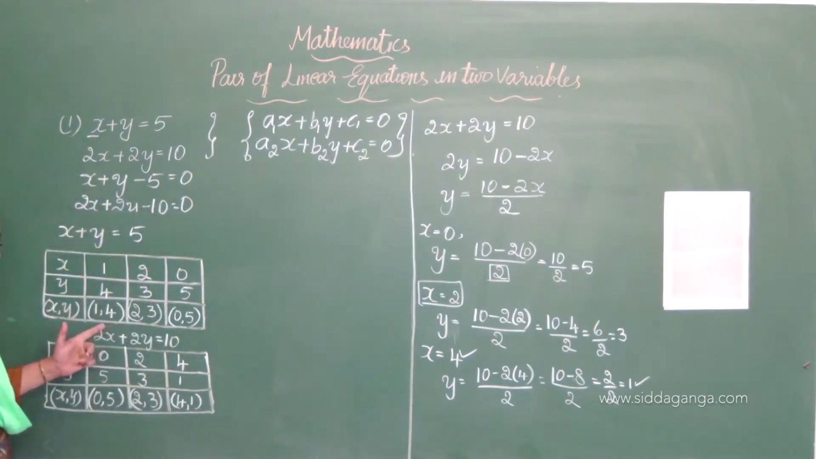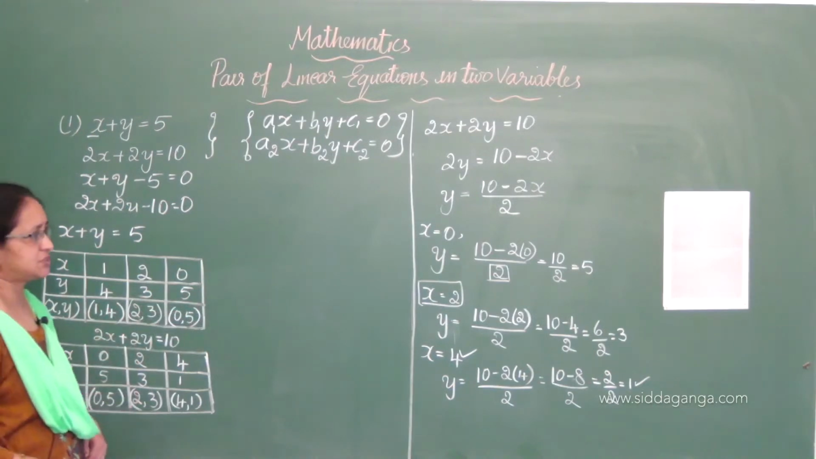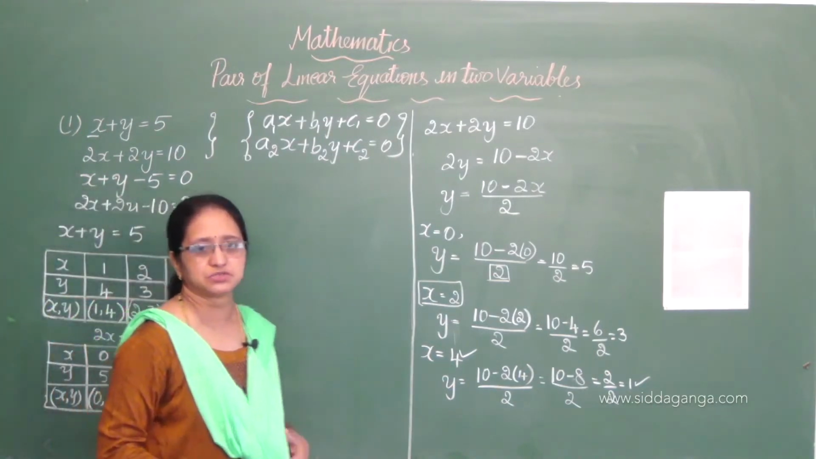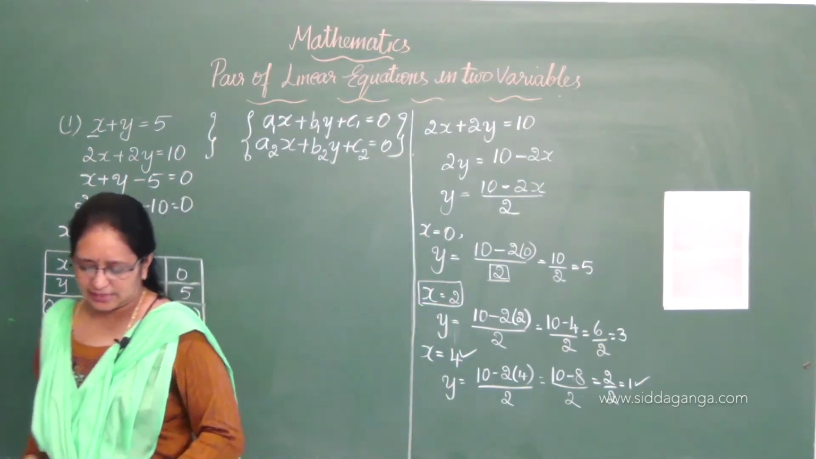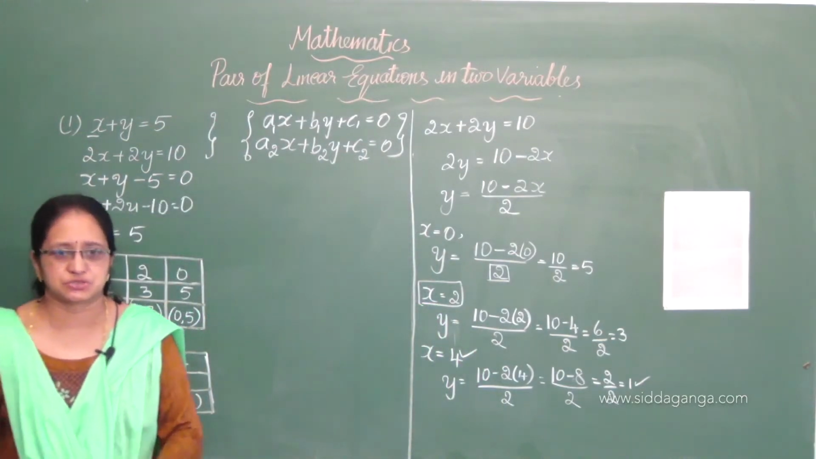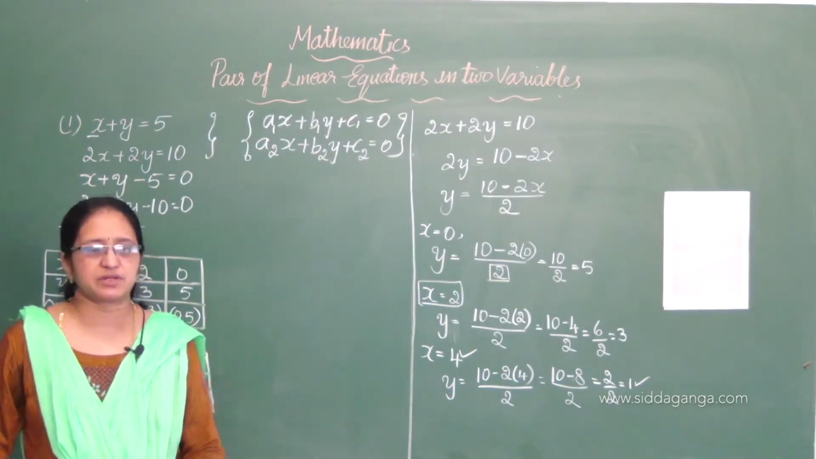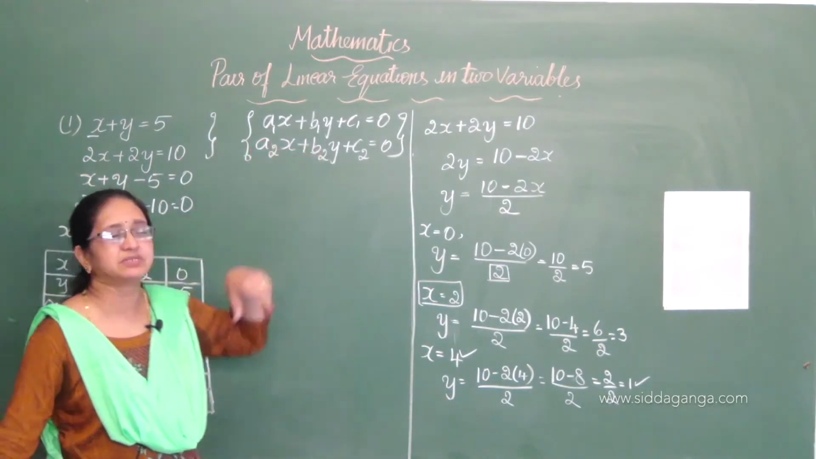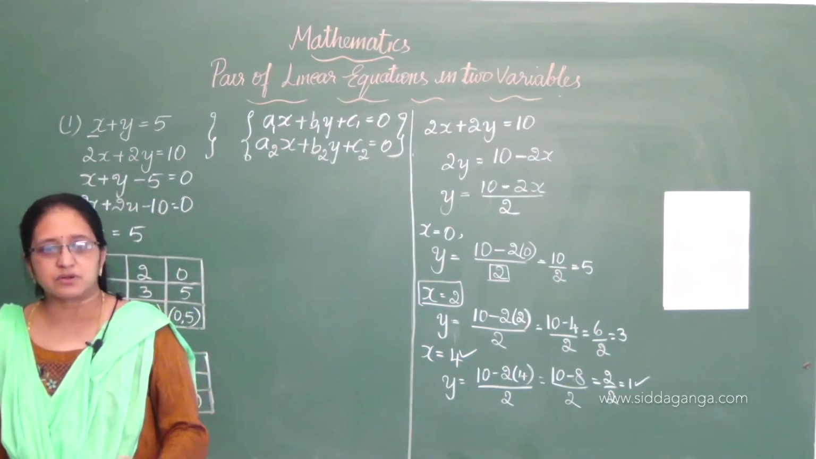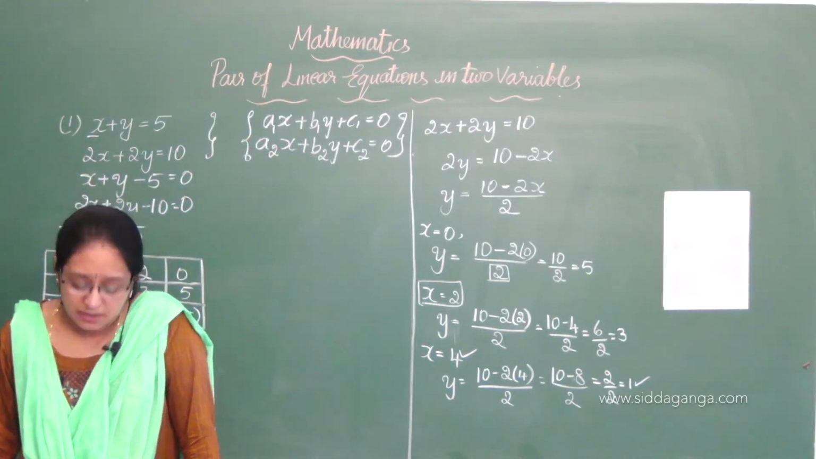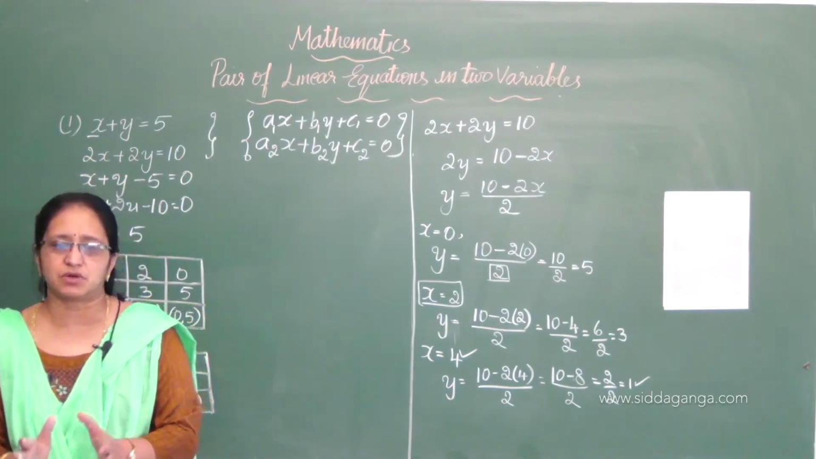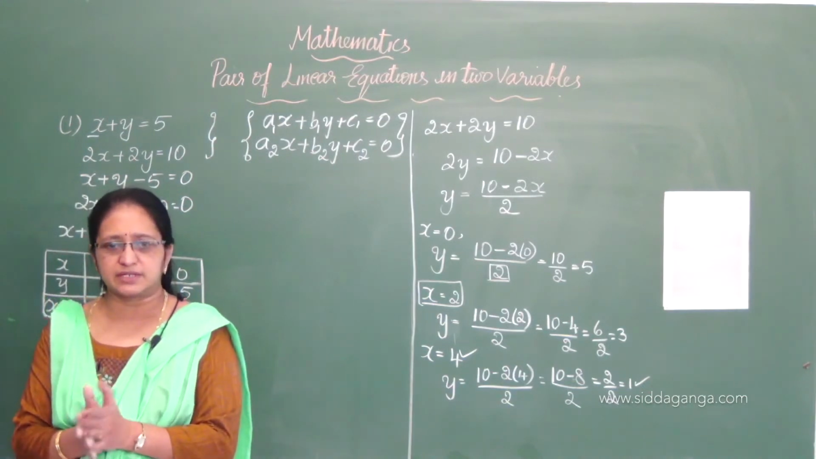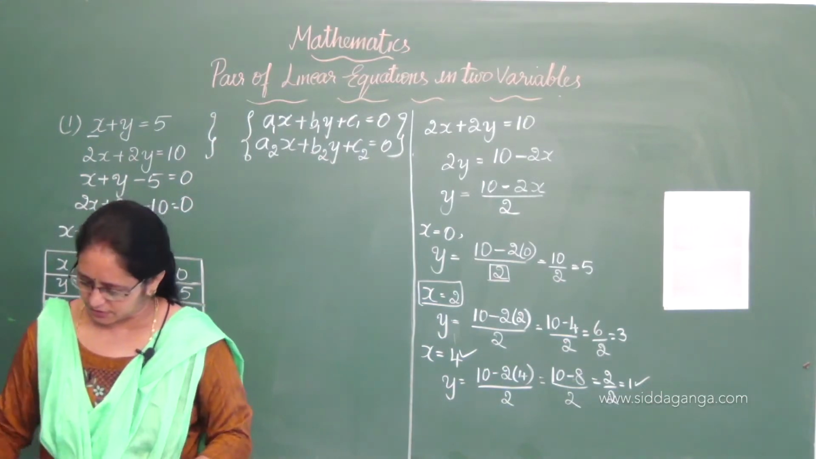So what is the next step now? We have to plot these two graphs in the same graph sheet. Then you will obtain the solution. So let us see which type of graphs. Just now we found out the ratios. You compared the ratios of A1 by A2, B1 by B2 and C1 by C2. There we got all of them equal, means the ratios are equal. So definitely you will get infinitely many solutions. Means that you will get coincident graphs. Okay, let us try.